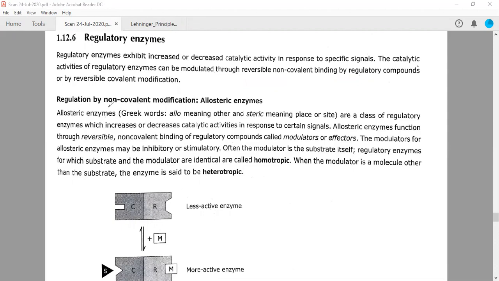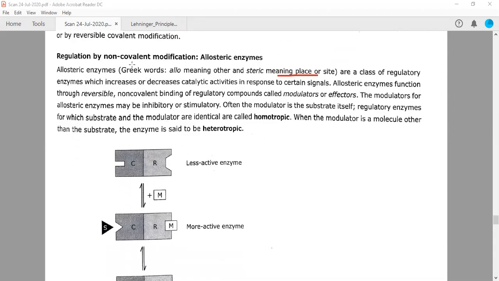So regulation by the non-covalent modification first. First of all, we will discuss this non-covalent modification, and then we will discuss the covalent modification, which is reversible actually. So the allosteric enzyme, from the Greek word allo for different place, because they have different sites for binding of enzyme, substrate and inhibitor.